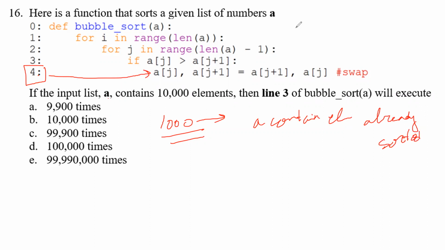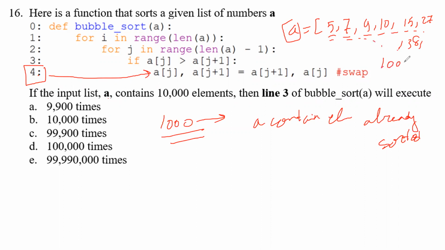Okay, so now I'm giving you A, let's say A is going to be 5, and then 7, and then 9, and then, for example, 10, and then 15, and then 27, and then 38. As you can see, these numbers are what? Sorted. So I'm giving you A sorted, and I'm saying that, how many elements do I have here? 1,000. How many times is this line going to be executed? Let me see who's going to give me the answer.